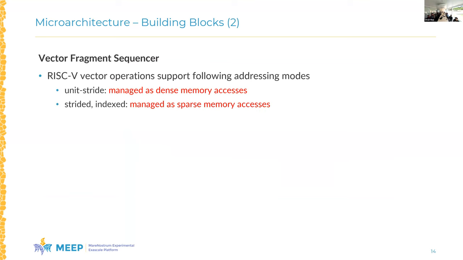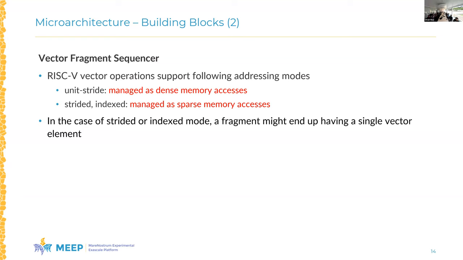We all know that RISC-V vector operations support the following addressing modes: unit stride, strided, and indexed. Unit stride is managed as dense memory accesses, but our memory engine, this work, is more focused towards sparse memory accesses. So we are much more interested in how to deal with strided and indexed modes much more efficiently.